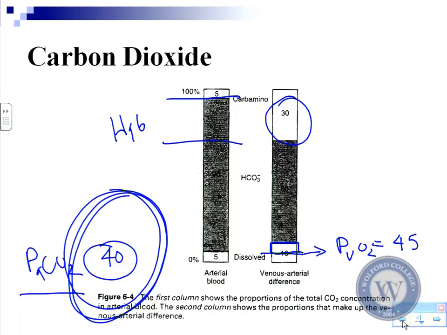CO2 is 20 times more able to transfer across the alveolar membrane than oxygen. So it's very easy for it to come across. So for you to have any problem with diffusion impairment causing carbon dioxide retention is not likely. Not going to happen.